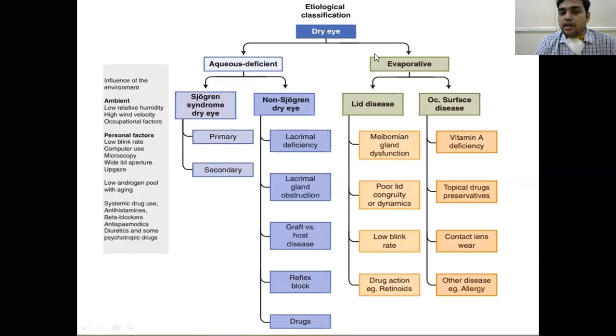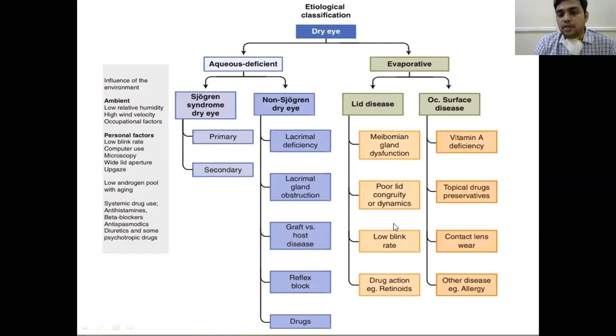Coming to the evaporative dry eye, evaporation is mainly prevented by which layer of the tears? It is because of the lipid layer of the tears. So the lipid layer of the tear is secreted from the meibomian gland. So in lid diseases like meibomian gland dysfunction, there is a decreased secretion of the lipid layer of the tear film, and that leads to evaporative type of dry eye. As the lipid layer is not adequate, there is an increased evaporation of the aqueous layer, and that leads to dry eye.